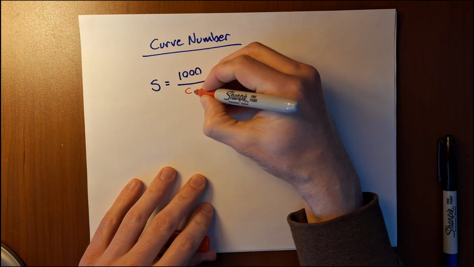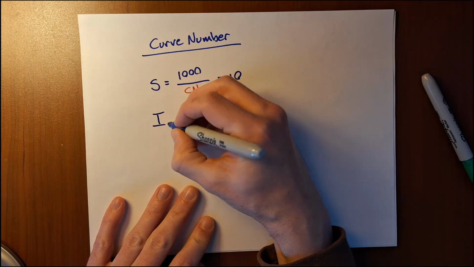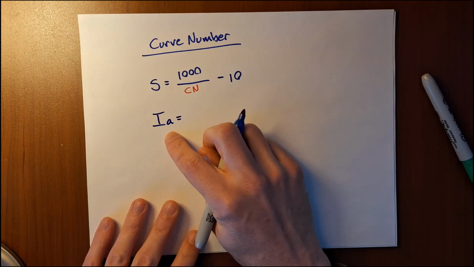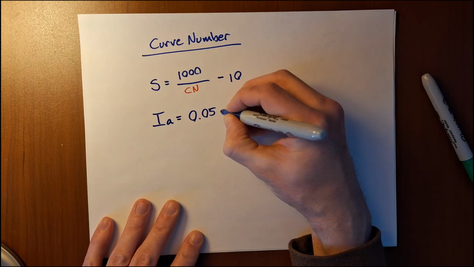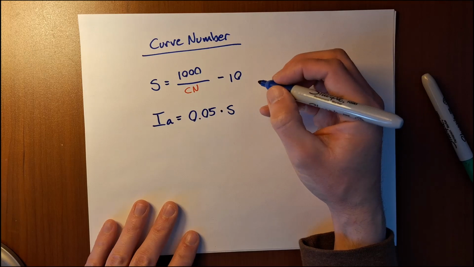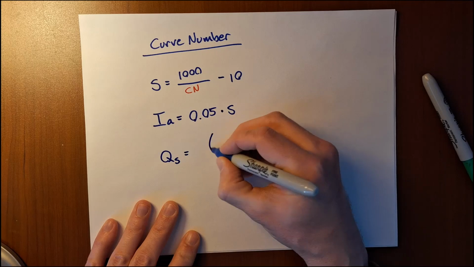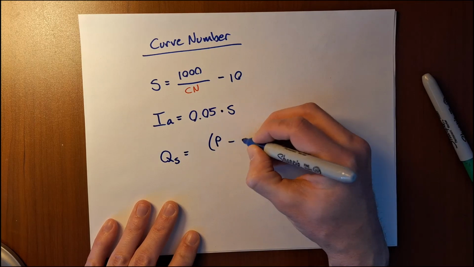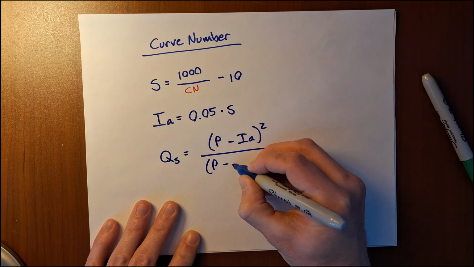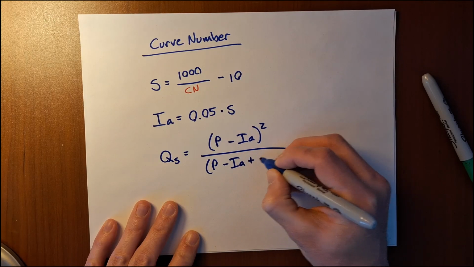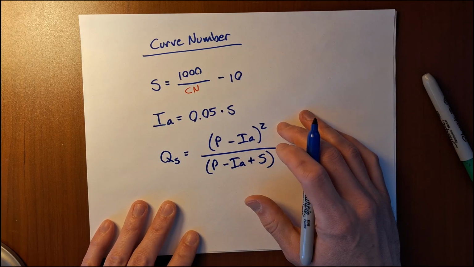1,000 divided by some value called the curve number, minus 10. We're then going to estimate an initial abstraction, which is the amount of rain that got caught up in the landscape and didn't make its way to the stream. We're going to say that's 0.05 times the storage. We can then estimate the water that ended up in the stream as the amount of rainfall minus the initial abstraction, squared, divided by the amount of rainfall minus the initial abstraction plus the total storage. So there's a process-based understanding of the system here.